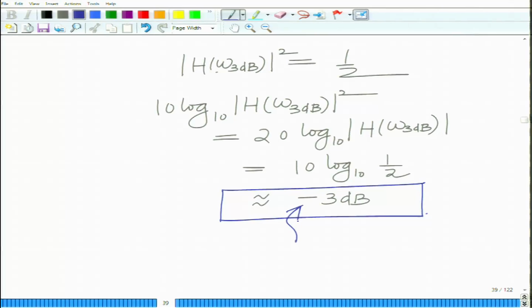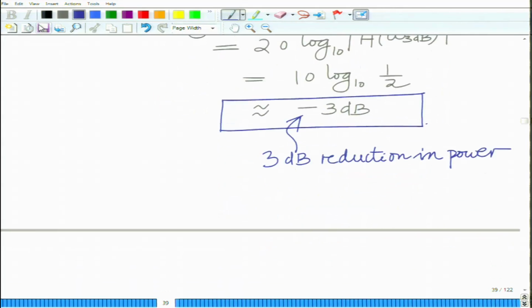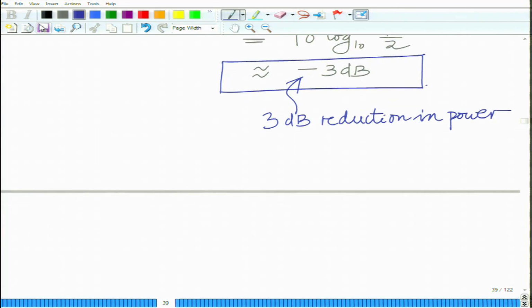So, this gives you a 3 dB reduction in power, okay. Hence, it is known as the 3 dB point, and the 3 dB bandwidth is 1 over RC, that is what we have seen, okay. So, the 3 dB bandwidth of this RC circuit, of this non-ideal low pass filter, is 1 over RC, okay. Let us look at a few other aspects.